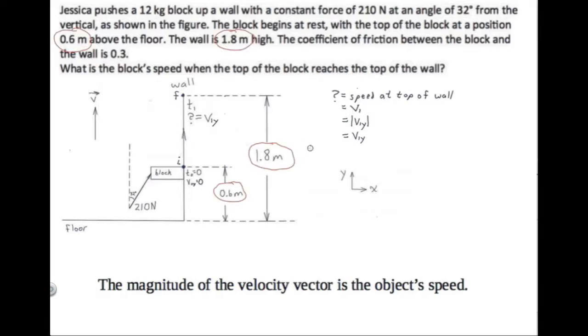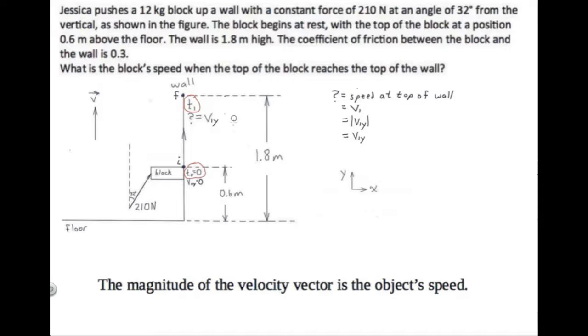For a kinematics problem, we should attempt to build as much kinematics information as possible into our sketch. For example, the problem tells us that the block begins 0.6 meters above the floor. So we can label that the distance from here to here is 0.6 meters. The problem tells us that the wall is 1.8 meters high. So we can label that from here to here is 1.8 meters. Notice that whenever you label a distance in your sketch, you should carefully indicate where the distance begins and ends.